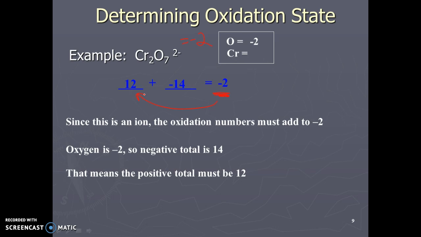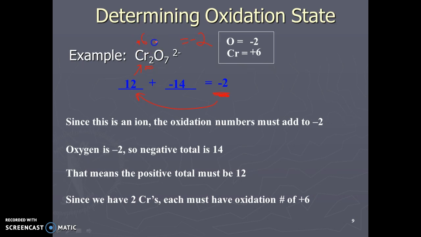So now I can figure out what the oxidation state on each chromium is. Since there are 2 of them that have to add up to positive 12, that means each chromium must have an oxidation number of plus 6. Okay, so we would say this is a plus 6.